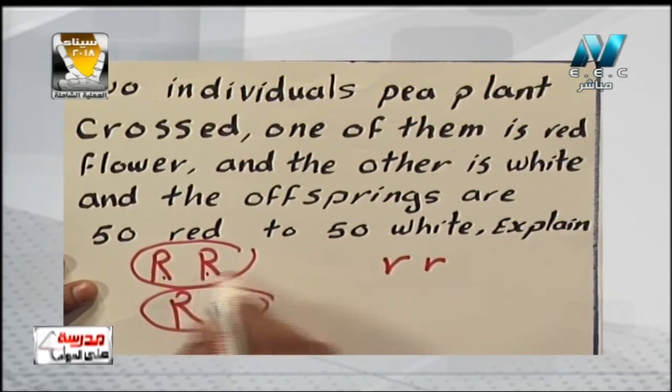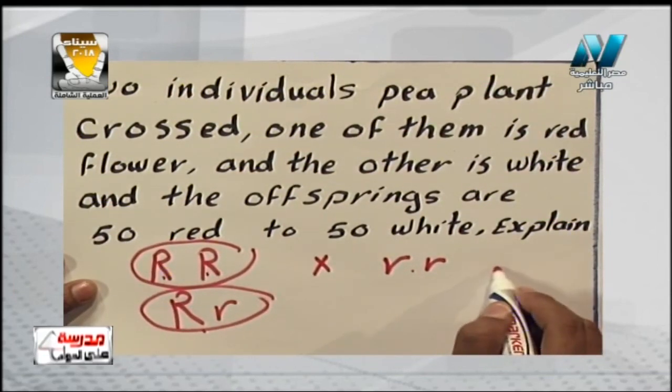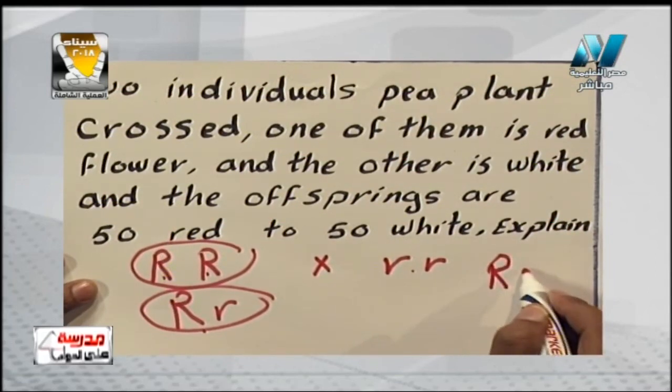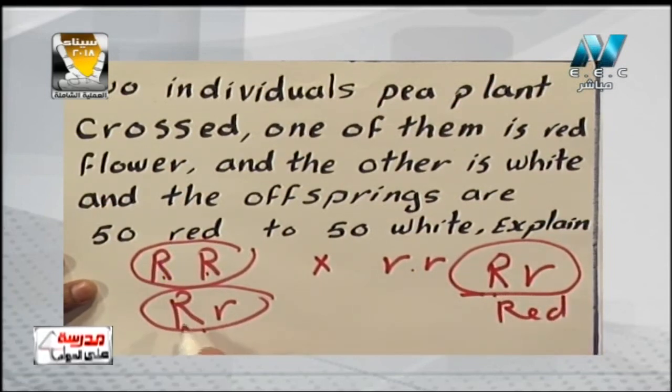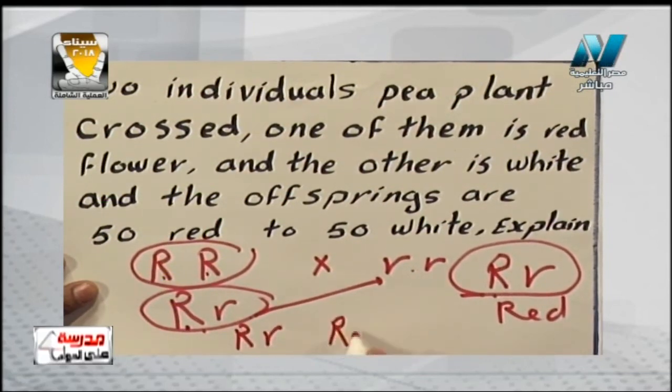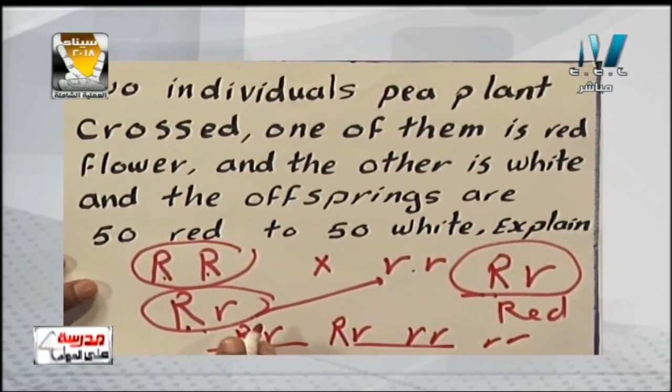Because if it is RR crossed by rr, we have only one type, Rr, and it is red. But if we have the second case, Rr crossed by rr, we will have Rr, Rr, rr, rr. So it will be 50-50.